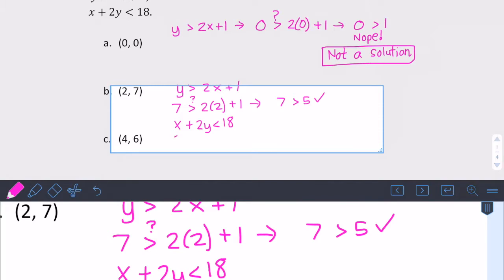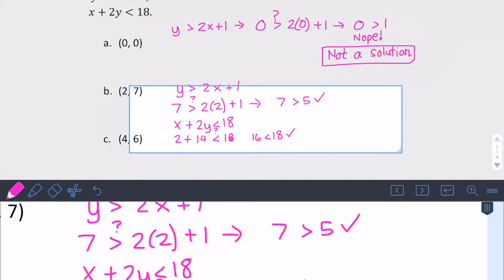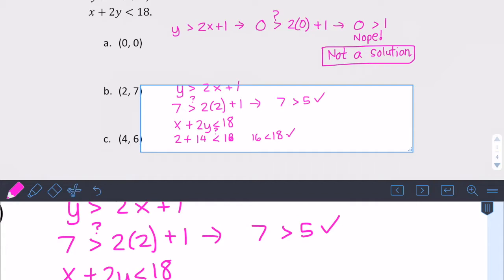And that'd be 2 plus 2 times 7, which will give you 14. Gives you 16 is less than 18. That's also a true statement. So since it makes both of those inequalities true, (2, 7) is a solution to that system of inequalities.